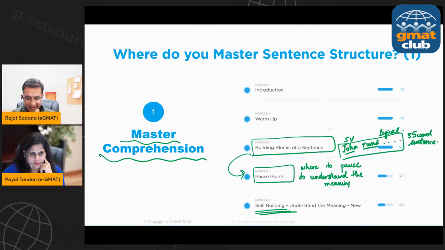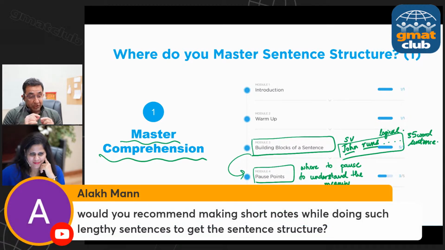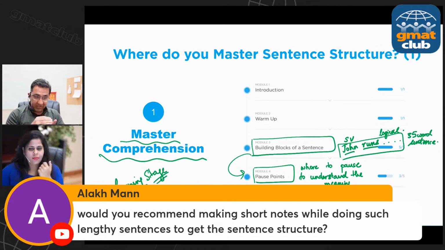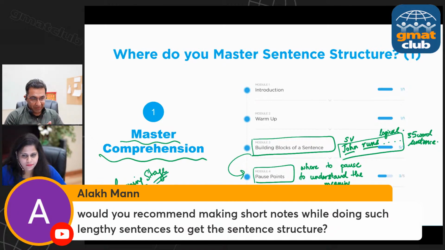Now, Alak has an excellent question. Would you recommend taking short notes while doing such lengthy sentences to get the sentence structure? Yes, absolutely. When you are in the learning phase, you've got to do that. As I said, you have to make sure you do the right things. It will take you longer when you are in the learning phase, but it's supposed to take you longer. If it's not taking you longer, then you don't need that learning phase, right?